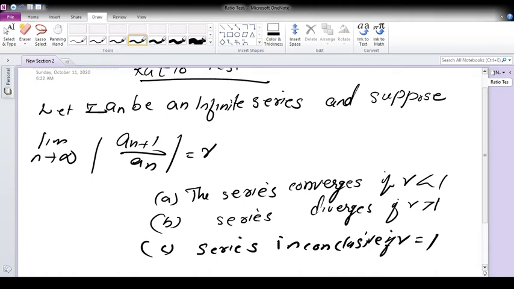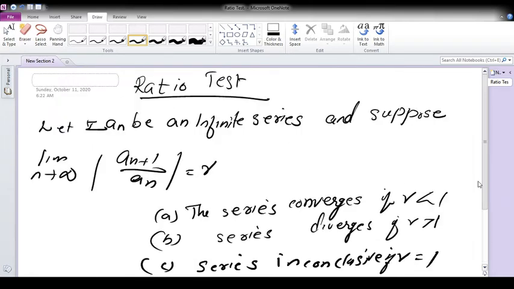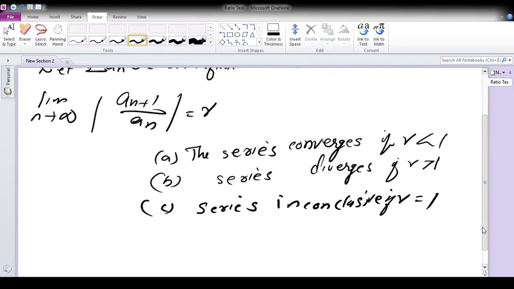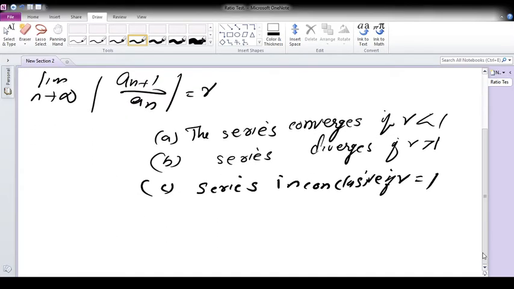This is the ratio test. Given a series, you take the ratio of the (n+1)th term and the nth term. That is a finite value. If that finite value is greater than 1, you can say the corresponding infinite series is divergent. If that finite value is less than 1, you can say the corresponding infinite series is convergent. And in the case of that finite value being 1, it is inconclusive. You can't say convergent or divergent.